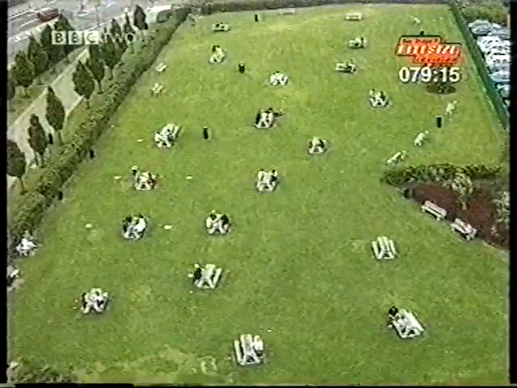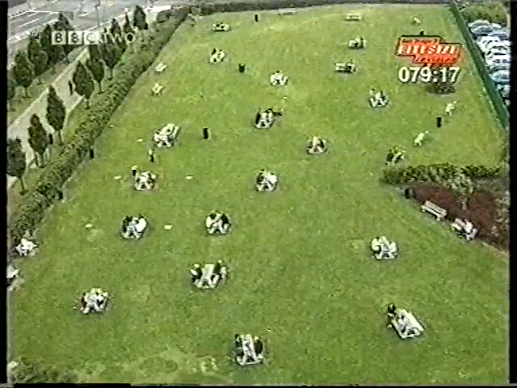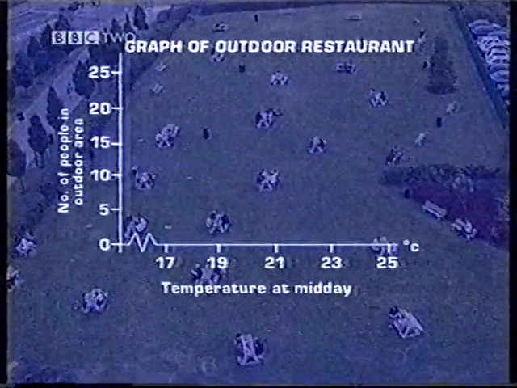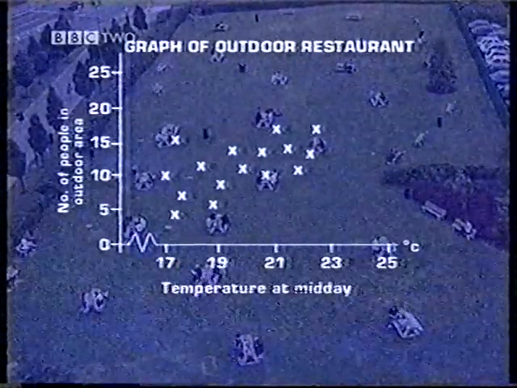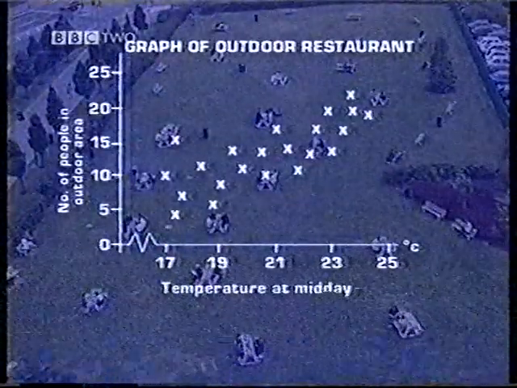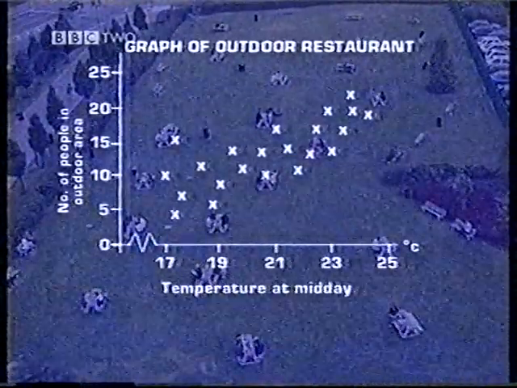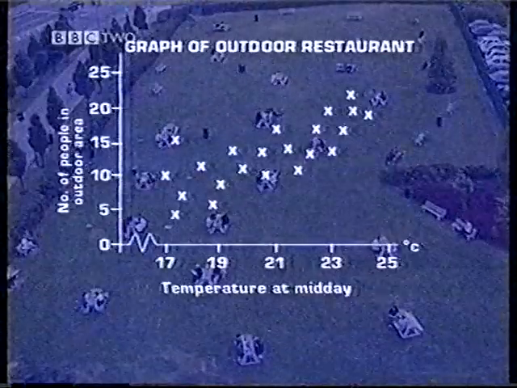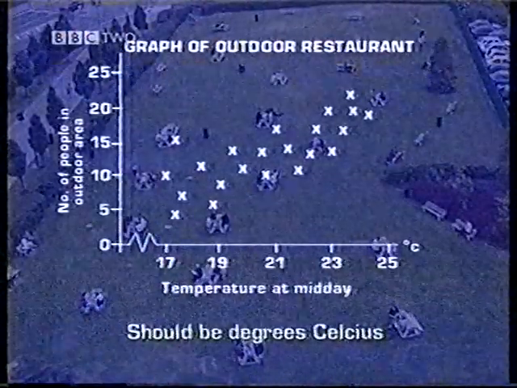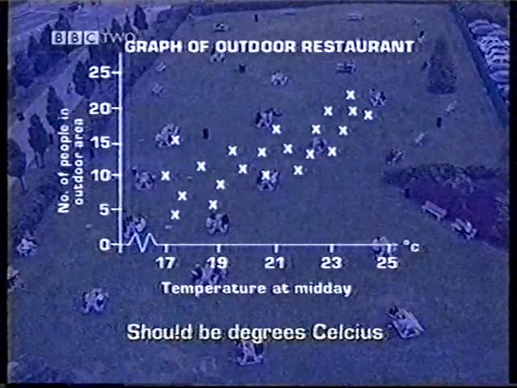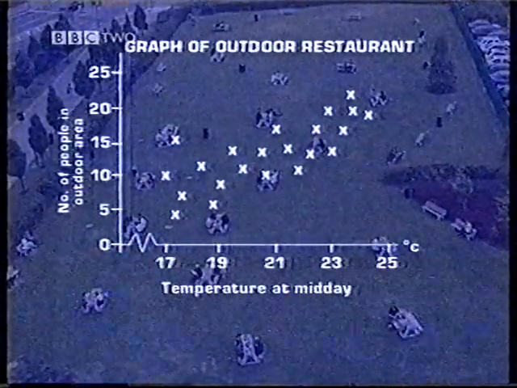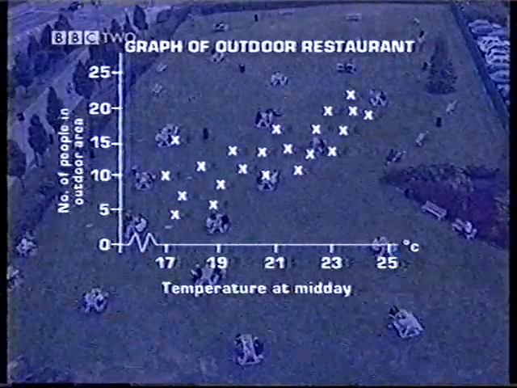The manager asked one of his staff to collect some data to help him out. First, the outdoor restaurant. Now, look at these scatter diagrams drawn by one of the waitresses and see if we can make sense of them. As a starter, it's always a good idea to read the description or title. This one says the scatter diagram shows the temperature at midday in degrees centigrade and the number of people at midday in the outdoor area of the restaurant for weekends and bank holidays in April and May.